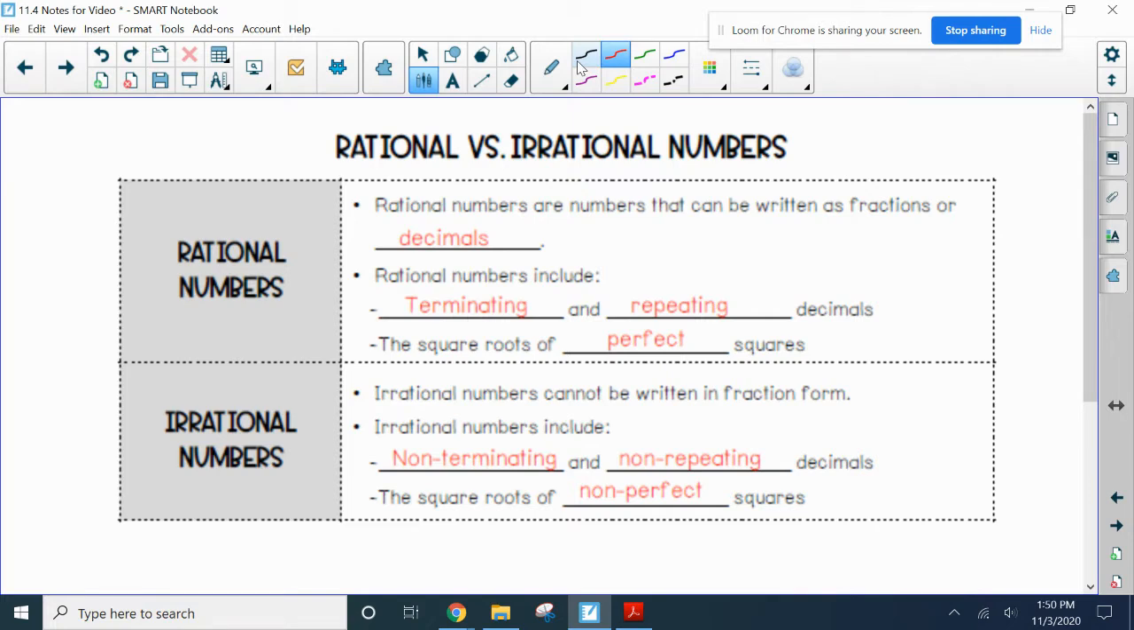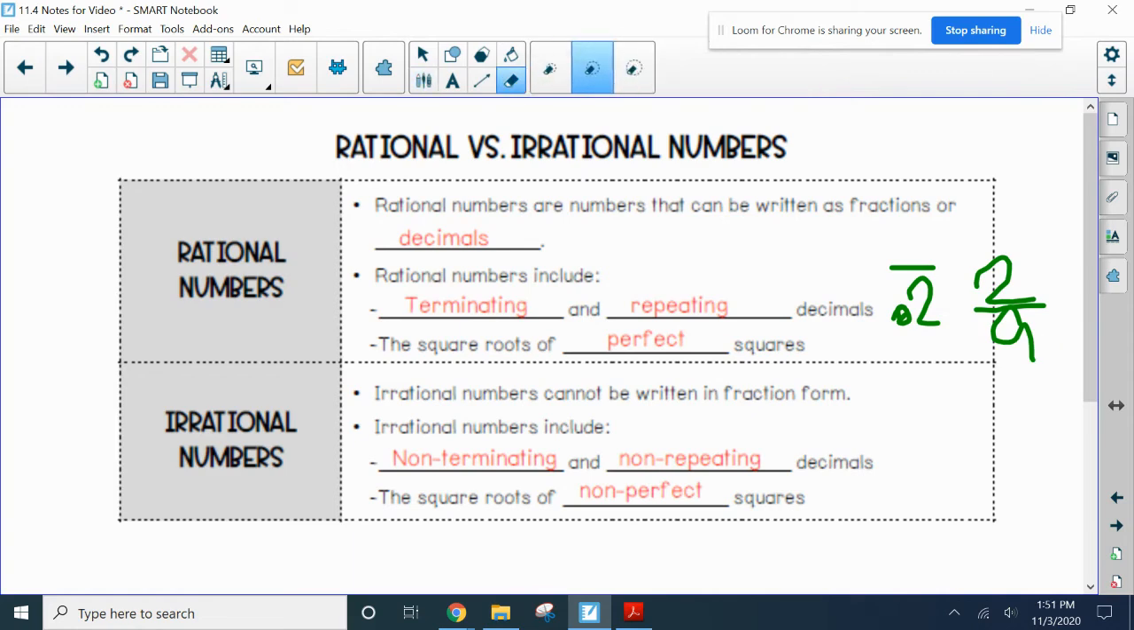All right, so rational versus irrational numbers. A rational number is a number that can be written as a fraction or decimal. Rational numbers include terminating decimals as well as repeating decimals, because we know that if I have 0.2 repeating, for every number we have repeating, we put that many nines under it. So 0.2 repeating can be written as 2 over 9. So we can write repeating decimals as fractions, which is why they're rational.